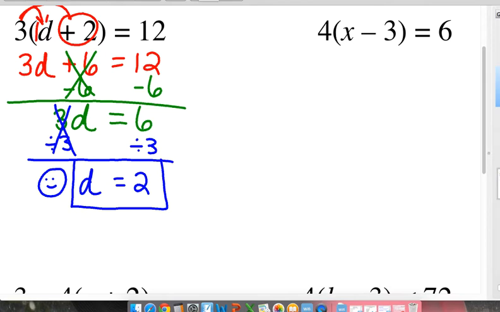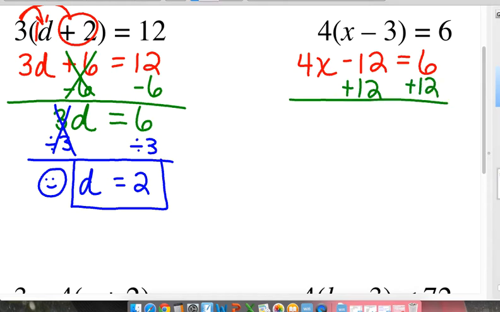Very similar problem, again with the distributive property. 4 times x is 4x. 4 times negative 3 is negative 12 equals 6. I look here. I need to move that 12 away from the x. Instead of subtract 12, we're going to add. I bring down the 4x, the equal sign, and 6 plus 12 is 18.